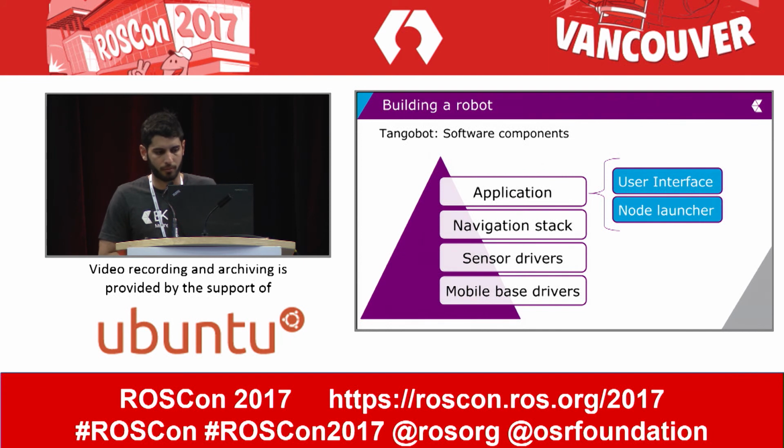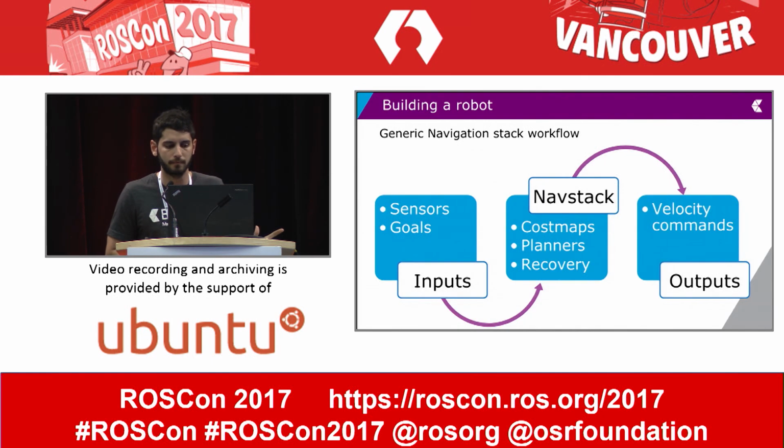So if we now dive into the software, you will see that from top to bottom, we have first the application, which is basically an Android user interface to show the status of the robot and so on, to configure some things such as the ROS master URI and so on. And it's also a node launcher. In ROSJava, you can launch as many nodes as you want from a single application. So it's a sort of big launch file. Then comes the navigation stack, the drivers for the sensors, and the drivers for the mobile base. Let's take a look at these components one by one.